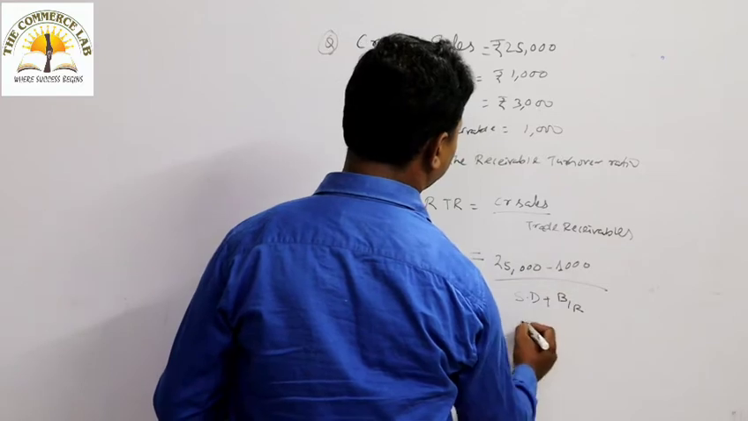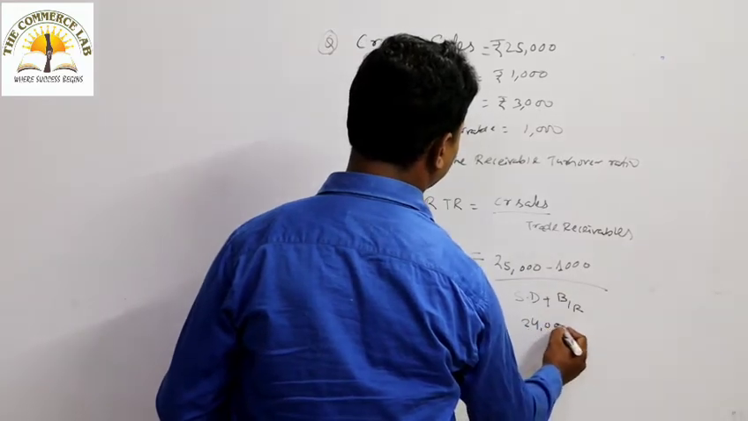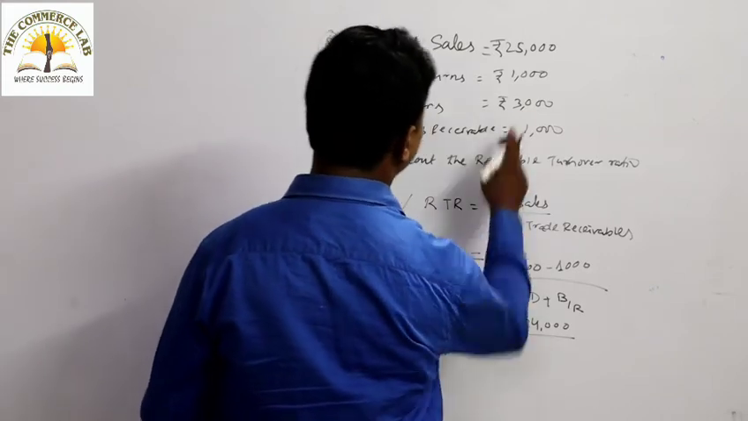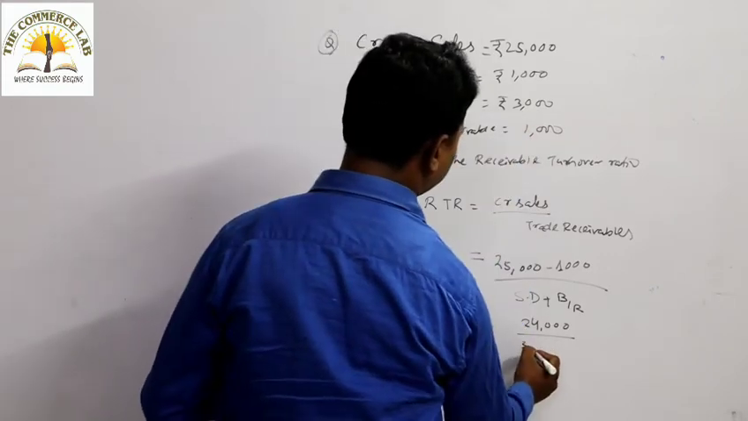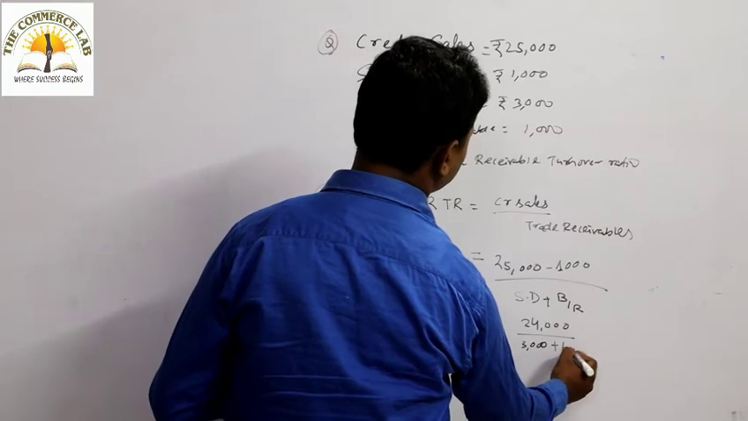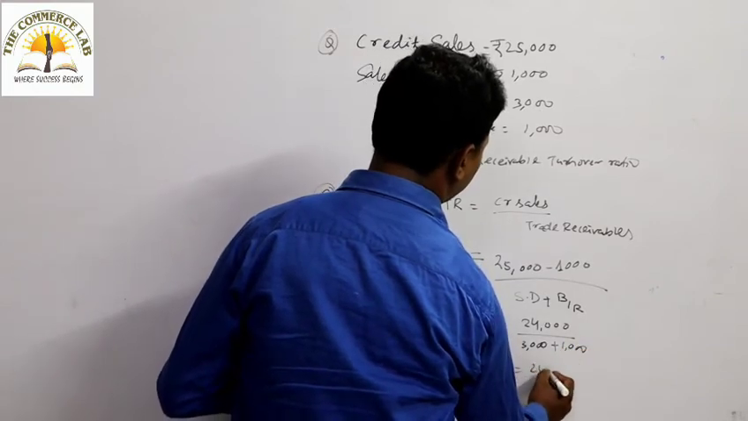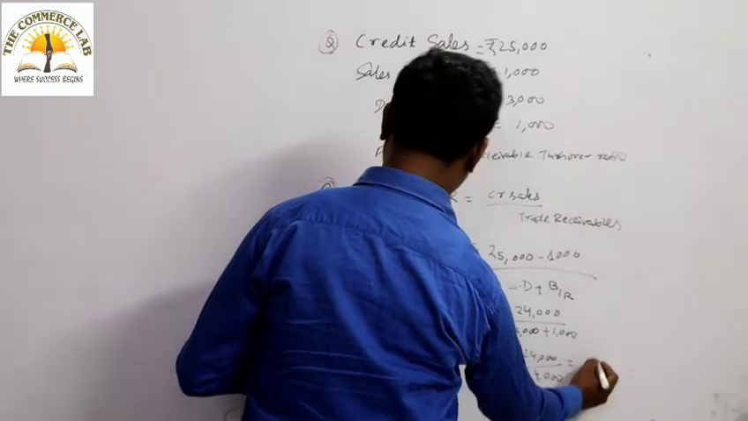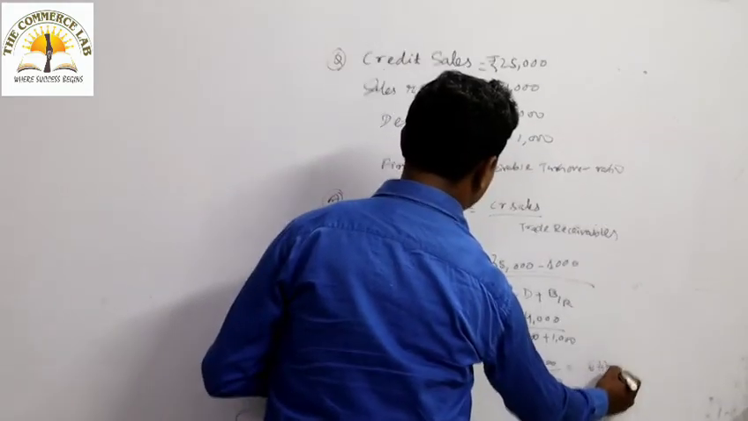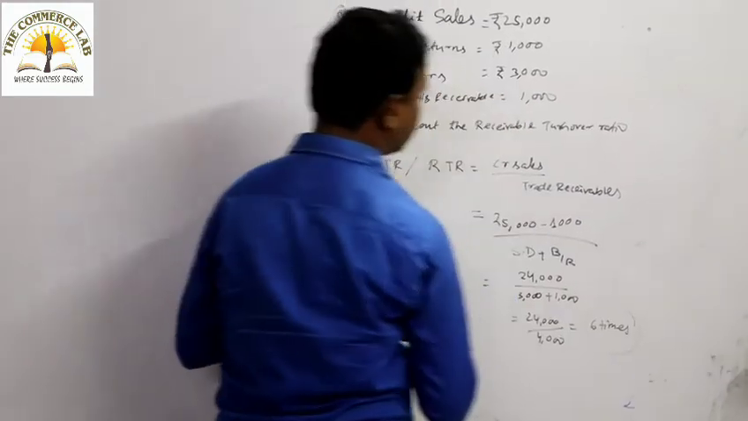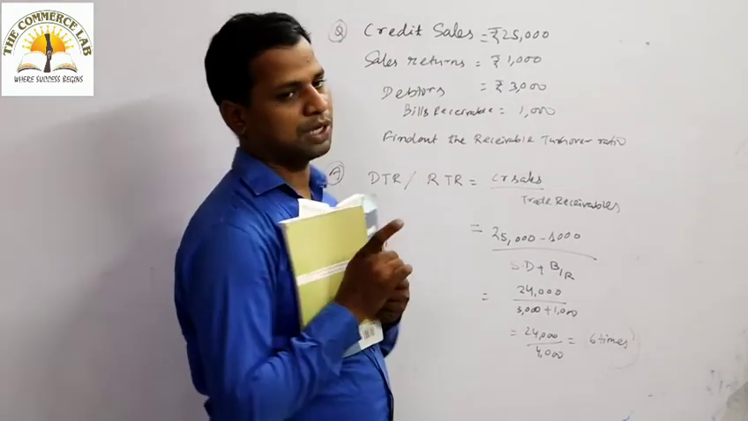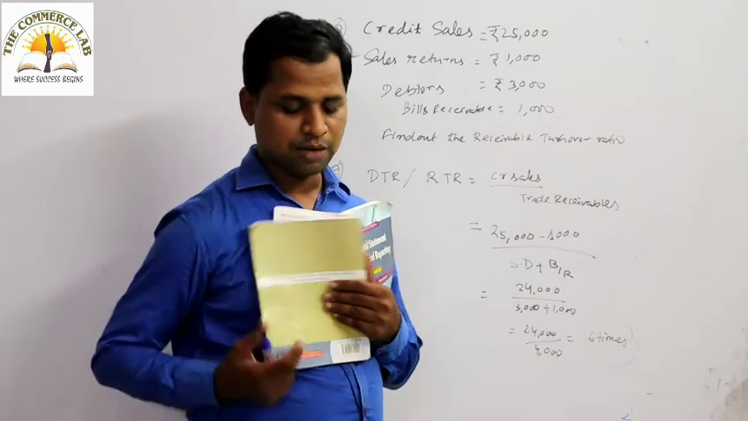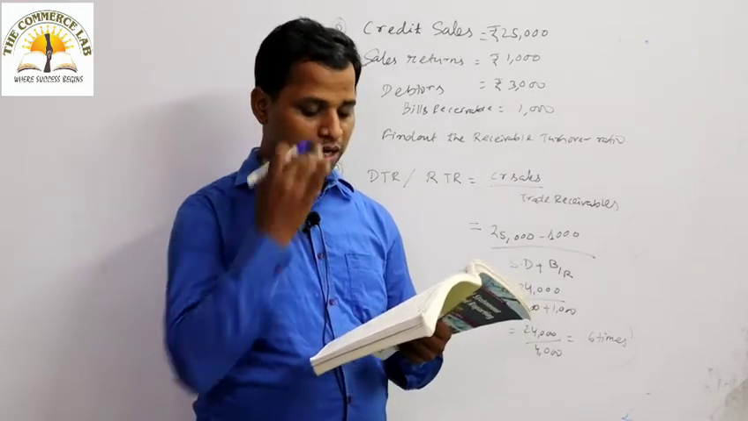This 25,000 minus 1,000 is 24,000. Sundry debtors how much is given? Sundry debtors 3,000, bills receivable 1,000. So 3,000 plus 1,000, that is 4,000. So 24,000 by 4,000, how much is it coming? It is coming 6 times. So 6 times in a particular year the debtors are being turned over in a particular company.